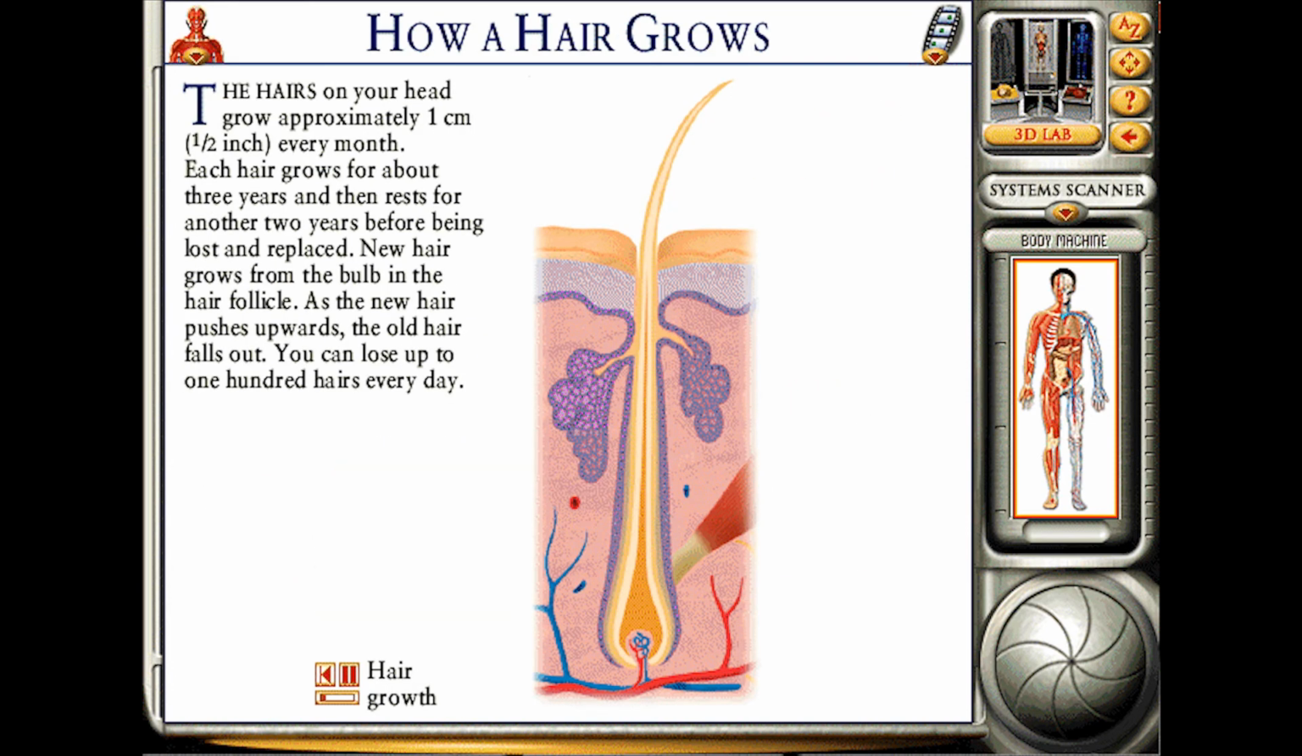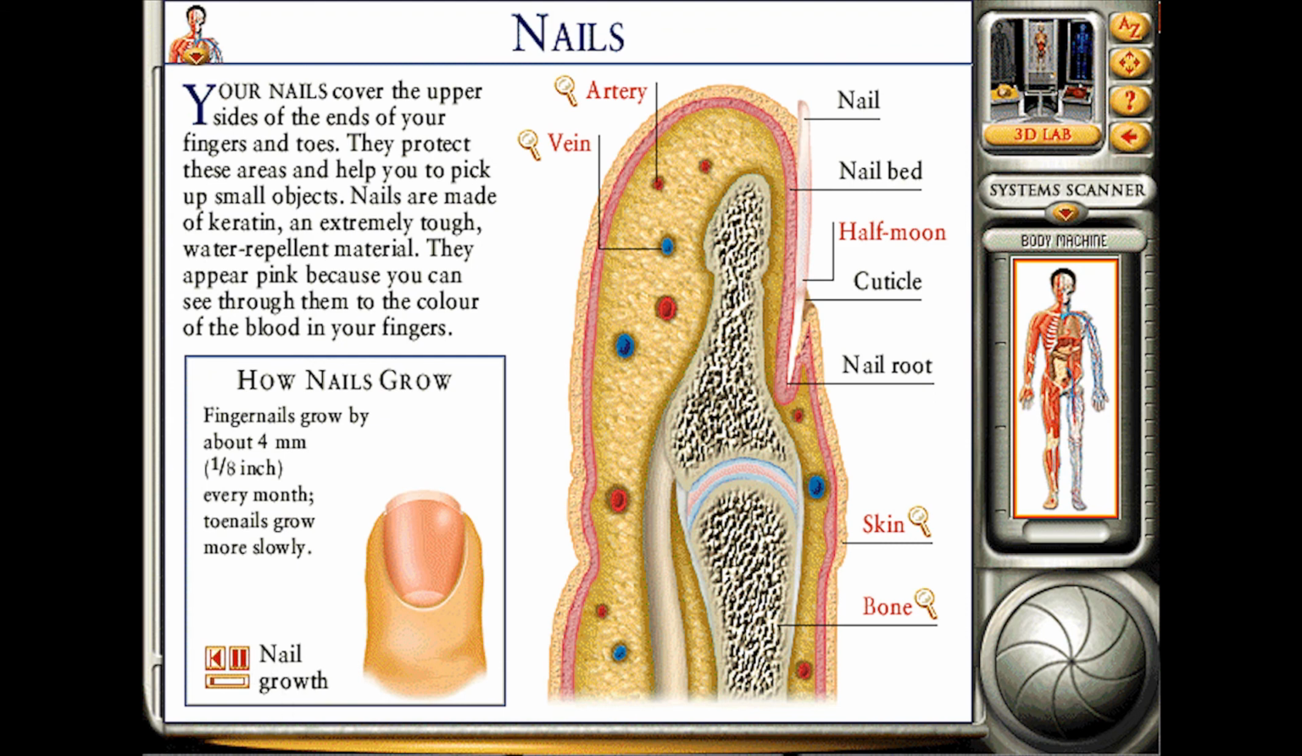As a new hair grows from the hair bulb, at the bottom of the hair follicle, the older hair is pushed out. Cells in the nail root are constantly dividing and multiplying. These cells become hard and transparent and are pushed towards the tip of the finger. As they are pushed further, the nail becomes longer.